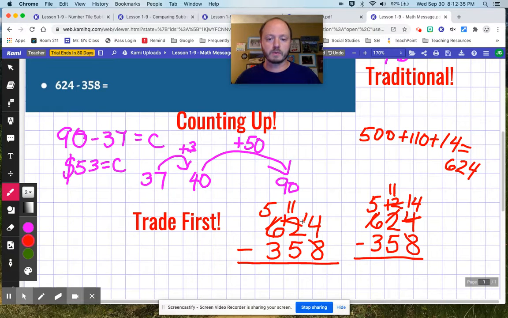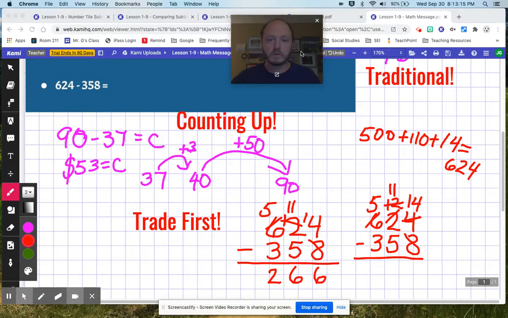We can get down to the solving. And look, we did all the trading right in the beginning, and now we can just solve for each place value. 14 minus 8 is 6. 11 minus 5 is 6. And 5 minus 3 is 2. And there you go. And it is the exact same problem over here too, so I'm not going to write it again. But those 3 methods are the methods that we can use in our subtraction work for lesson 1-9.